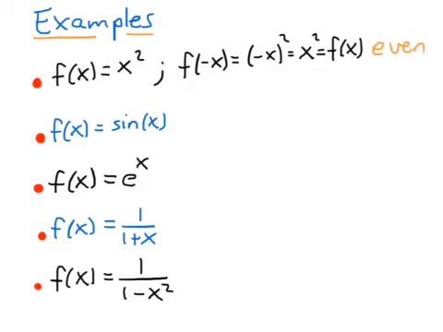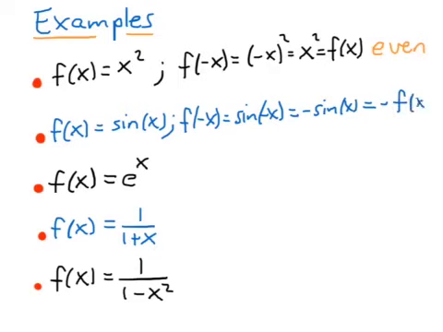For our second example, the sine of x, in a similar way, we realize that our function evaluated at minus x, in other words, the sine of minus x, is minus the sine of x from the symmetry property of the sine function. So this is minus f of x, and this tells us that our function is an odd function.